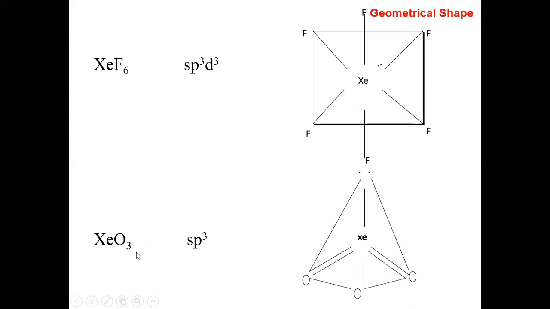Now coming to the next one, trioxide. Trioxide sp3 is the hybridization. Tetrahedral shape with 109 degrees bond angle, or else you can take even the pyramidal shape. The bond pairs are 3 sigma bonds and 3 pi bonds.